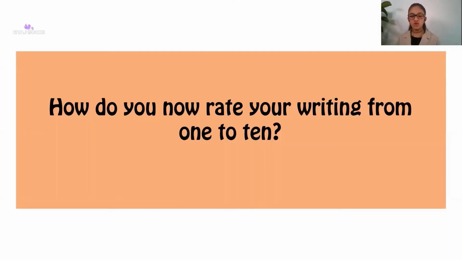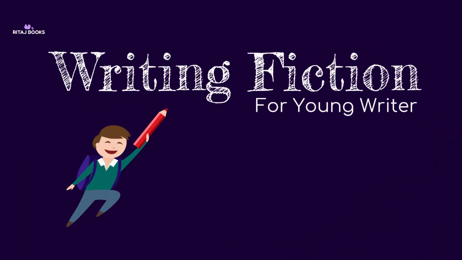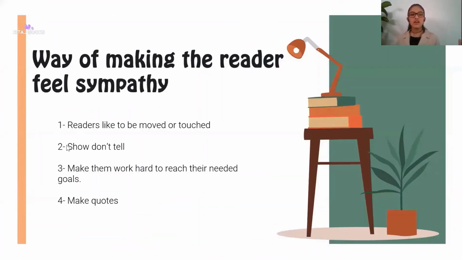Now, let's go to the ways that you can make the reader feel sympathy. First point: readers like to be moved or touched. So maybe some words that would just make your reader feel better, or maybe feel sad about the protagonist if anything happens to them. That could be one of the points.